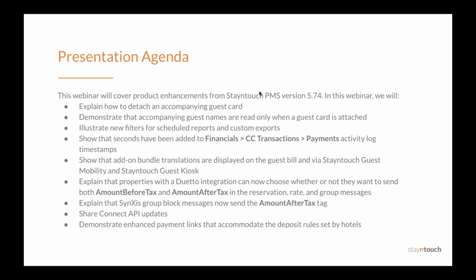explain that properties with the Duetto integration can now choose whether or not they want to send both amount before tax and amount after tax in the reservation rate and group messages. Explain that Synexus group block messages now send the amount after tax tag. Share Connect API updates. And finally, demonstrate enhanced payment links that accommodate the deposit rules set by hotels.